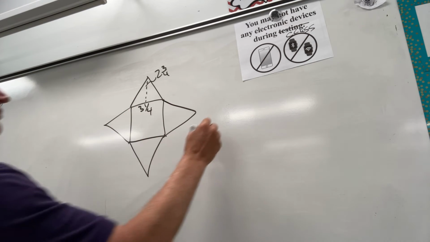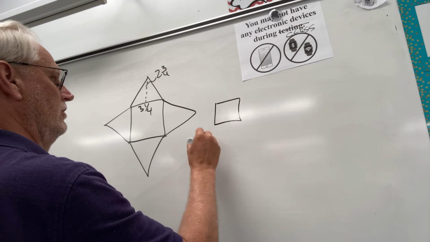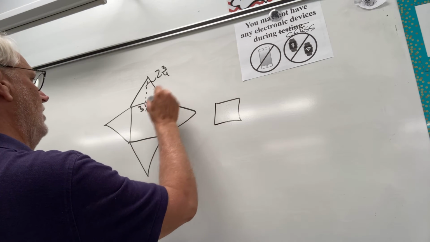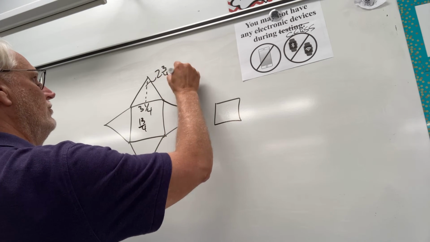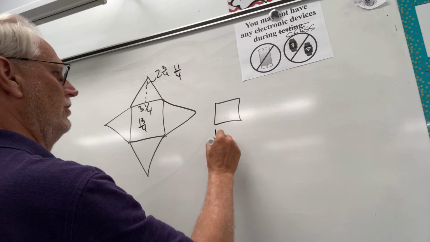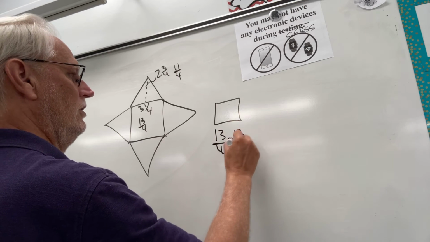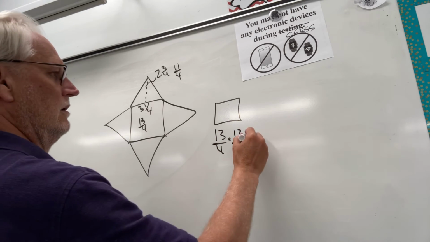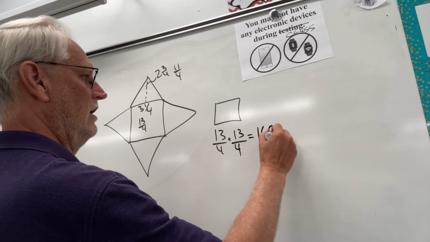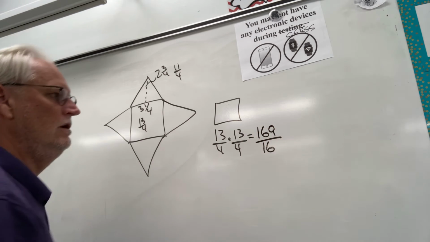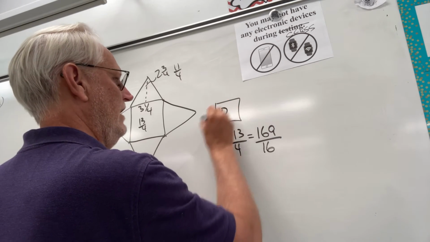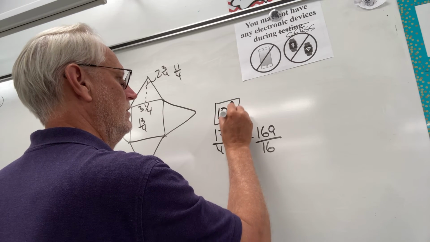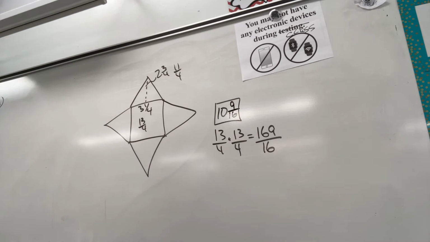So to find the area of the square, this is going to become 13 over 4. This is going to become 11 over 4. So this becomes 13 over 4 times 13 over 4, which gives me 169 over 16, or I'm going to go ahead and put it 10 and 9/16 for my square. Okay, then I'm going to do the triangle.